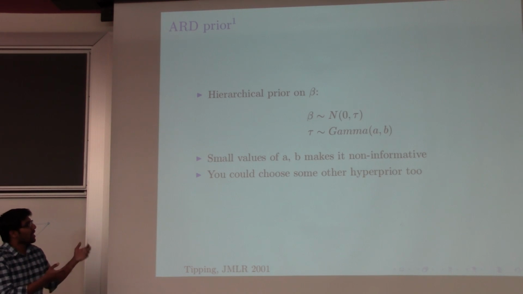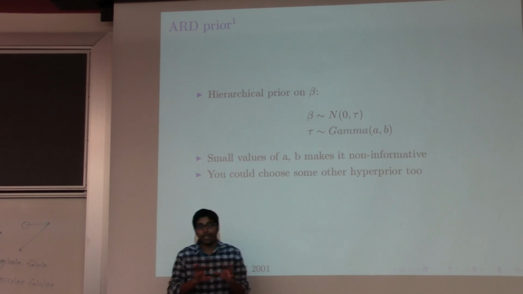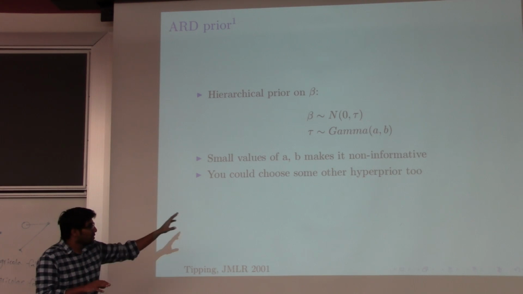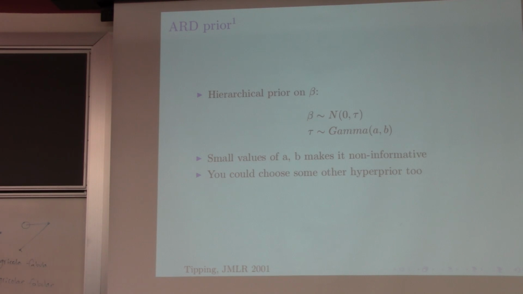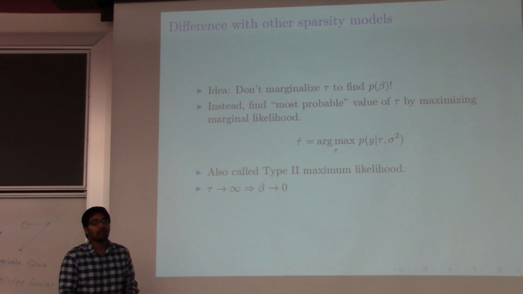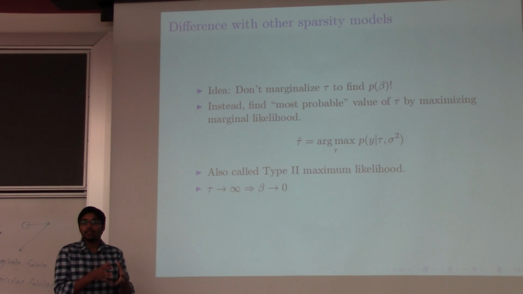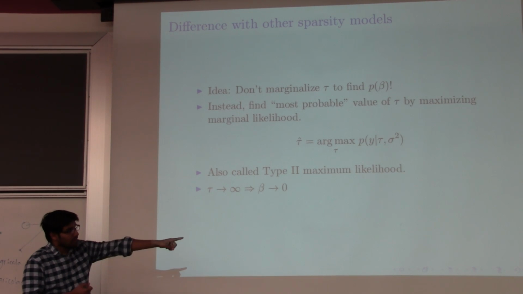The whole point here is you could also choose some other hyperprior. That's not the point of ARD. This is the example where he chooses gamma. But the main idea here is don't marginalize tau to find P of beta, the prior distribution. So that's the point there.